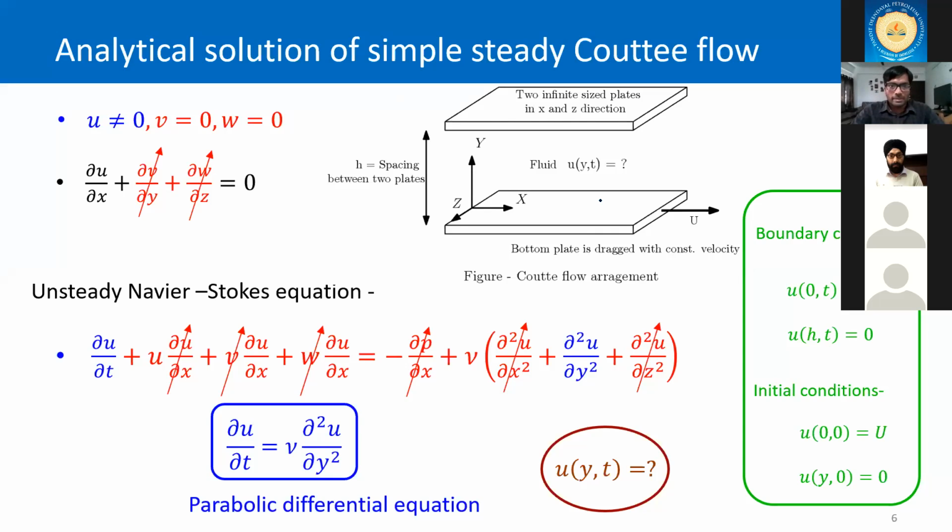So basically, this problem can be considered as a typical fluid mechanics problem, which would be associated with the unsteady Navier-Stokes equation along with the continuity equation. This is my Navier-Stokes equation, and this is my continuity equation. Well enough, I have already told that since these two plates are large, you will have no v velocity and w velocity.